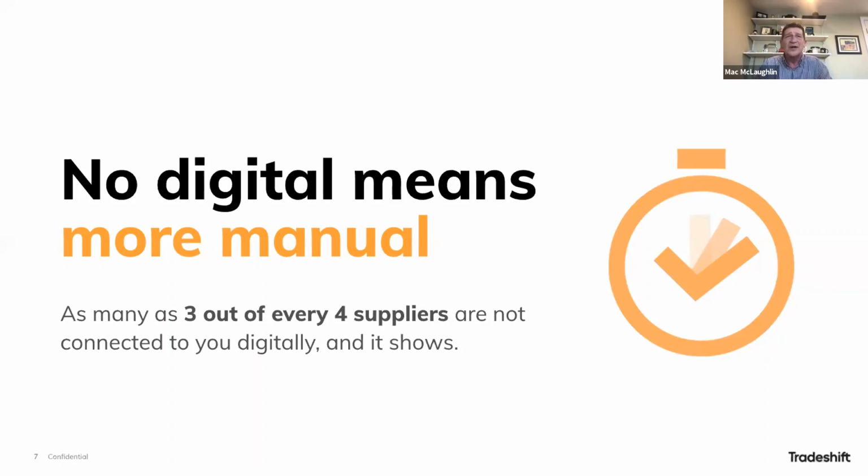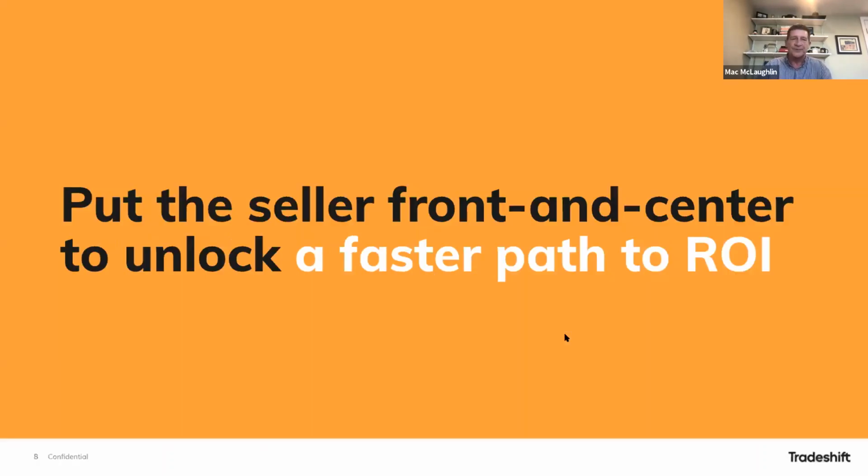How does it show? It shows in the fact that you still have paper that you're dealing with. It shows in the fact that we still have to look at OCR technology to do something with our paper. You're not going to be able to be agile. You're not going to be able to quickly move when paper is still in the mix. We want to get rid of that. But the key is getting your suppliers on board. You put the seller in front and center, and you're going to be on a faster path to ROI.